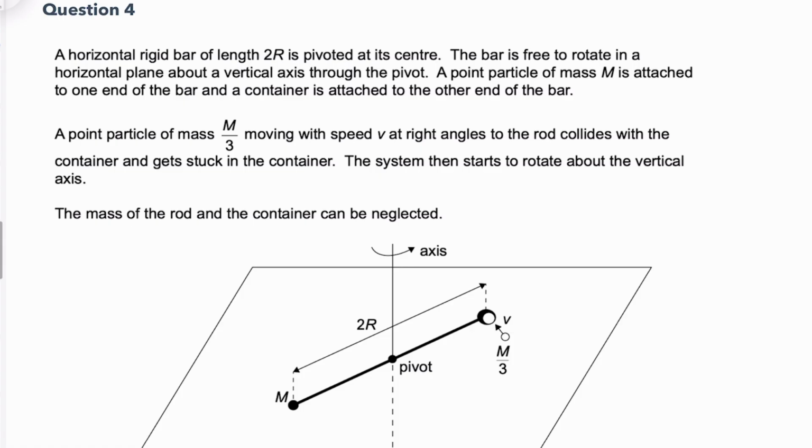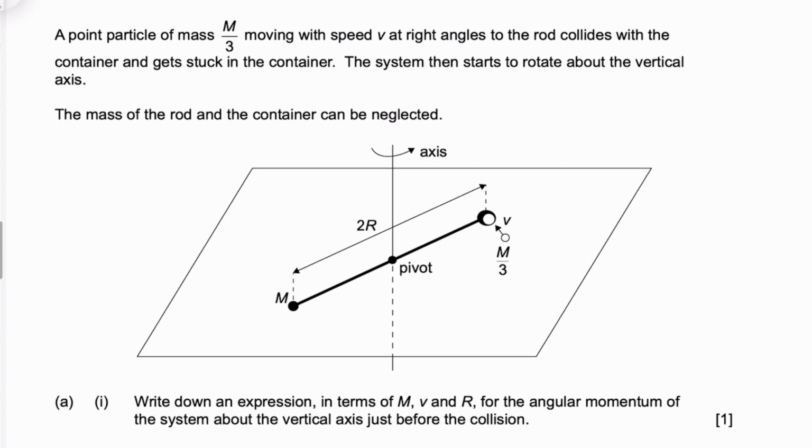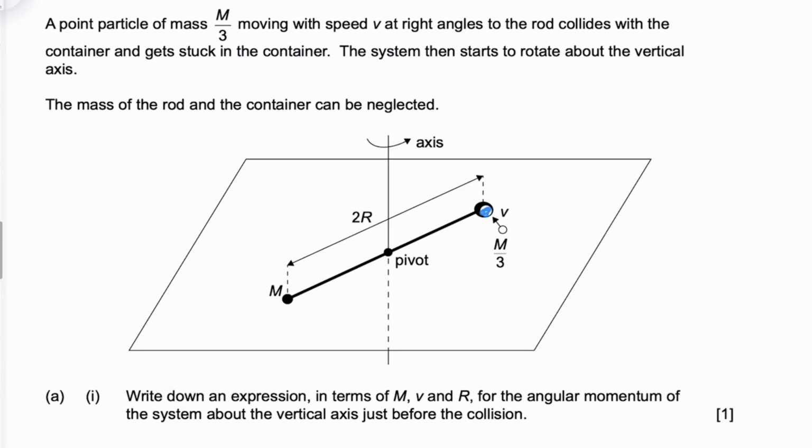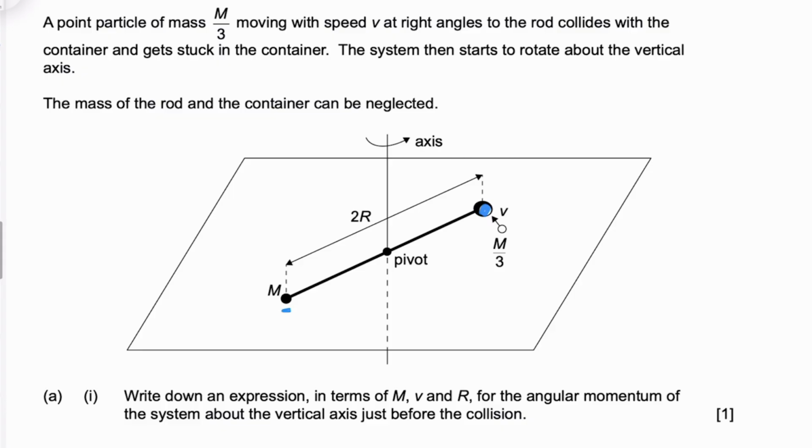A point particle of mass m/3 is moving with a speed v at right angles to the rod and collides with the container and gets stuck in the container. The system then starts to rotate about the vertical axis. The mass of the rod and the container can be neglected. Okay, so we're really only interested in this mass here, which is m/3, and that's not initially in the system, and then this mass here, which is m, which is in the system.